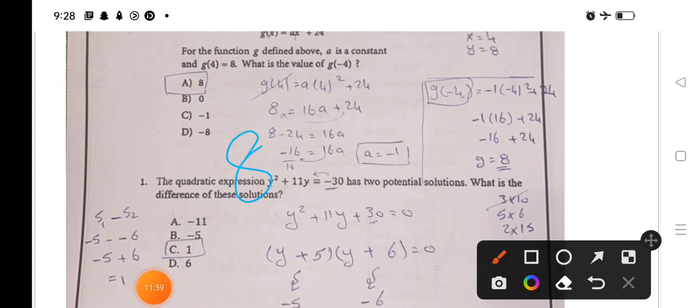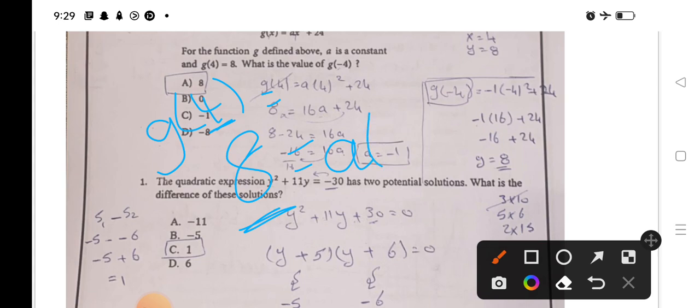Okay, I can omit the answer here, because he said that g of 4 is 8. Rewrite the equation, and instead of x, I will write 4. Instead of x, I'll write 4, 4 squared. Why squared? Because the question was squared. Remember to take everything. Plus 24.